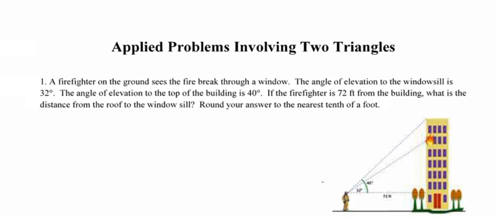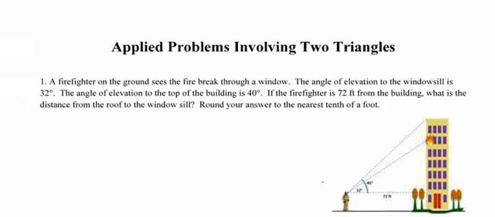In number one, it says a firefighter on the ground sees a fire break through a window. The angle of elevation up to the windowsill is 32 degrees, whereas the angle of elevation up to the top of the building is 40 degrees. The firefighter stands 72 feet away from the building, and they want to know what the distance is from the roof to the windowsill. They've drawn us a nice little picture, which is super helpful here.